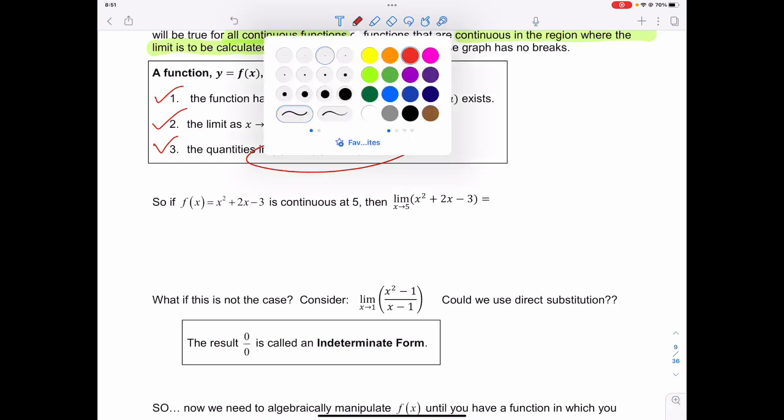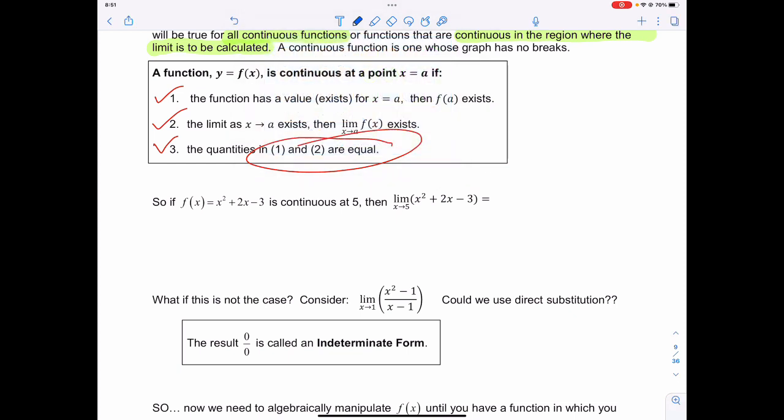So, if f of x is equal to x squared plus 2x minus 3 is continuous at 5, then the limit as x approaches 5 of x squared plus 2x minus 3 has to be the same as f of 5.